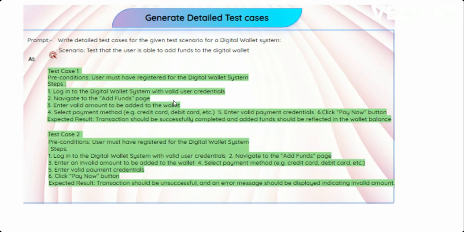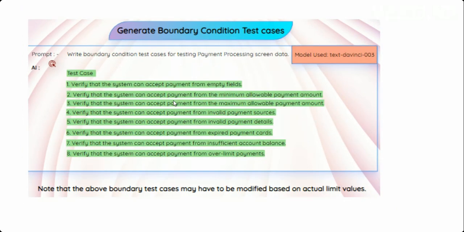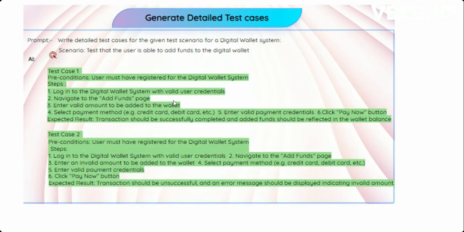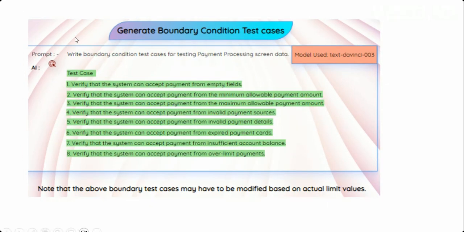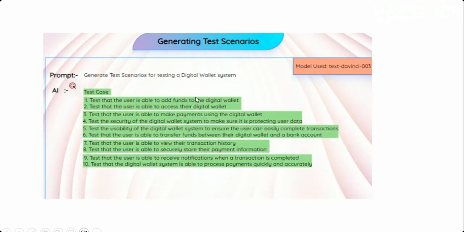And next, generate detailed test cases. So now you have given it briefly, but if you want more detail, like how they are telling us just to verify the system can accept it, but how you can verify that. In the detailed scenario you can ask, the detailed test cases are given in the test scenario. For the wallet system scenario, test that the user is able to add funds to the wallet system. So here, just check whether the user is able to add funds to the wallet system or not.